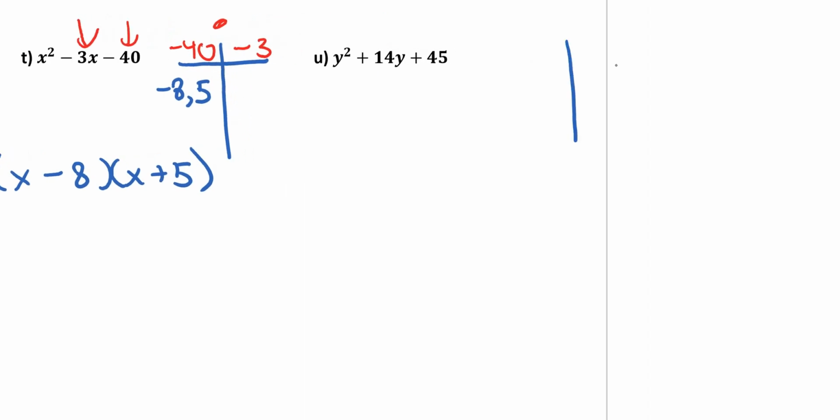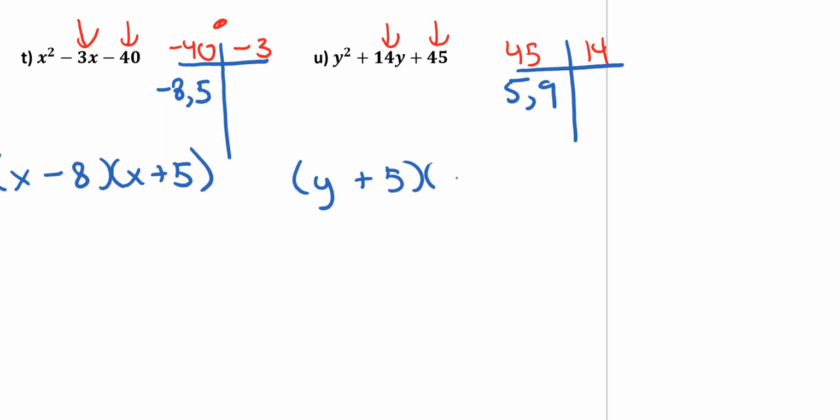All right, one more table for this one here, and my numbers in this case are now 45 and 14. All right, so two numbers that multiply to 45, and those two numbers that would add to 14. This one's not too bad. That'd be 5 and 9. So my variable is now y, so y plus 5 and y plus 9. And that would finish off the problem.